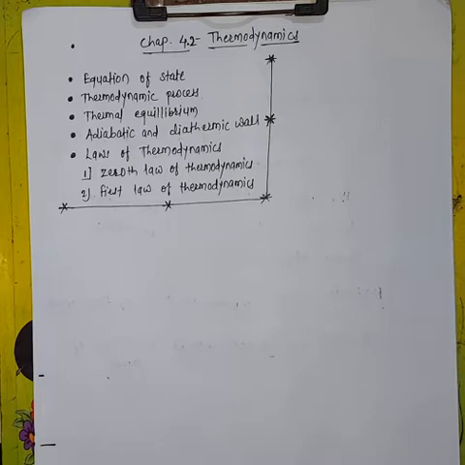The second one, the closed system. In the closed system we have studied that no matter will enter the system or leave the system. But in the case of heat, heat can enter the system or leave the system. And in the third one, that is the isolated system, both the heat as well as matter cannot enter or leave the system.